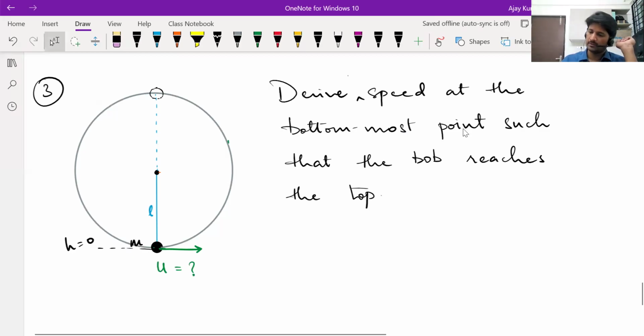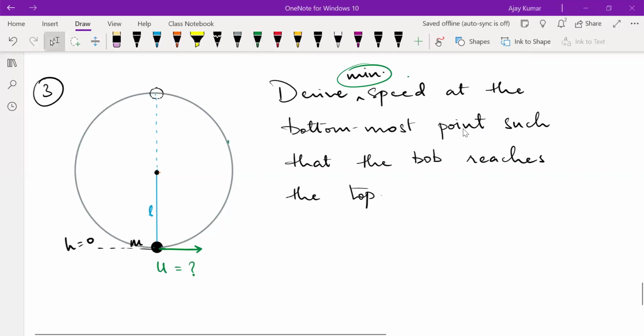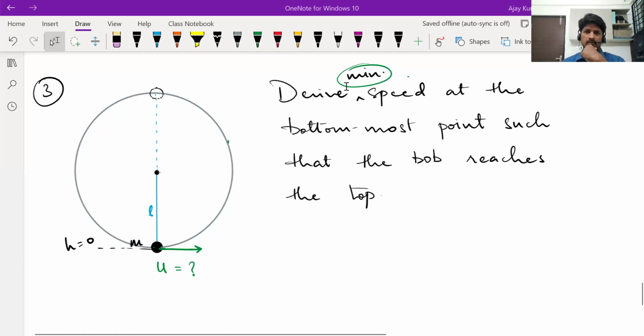Okay, derive the minimum speed at the bottommost point such that the bob reaches the top. Okay, I got the answer from one of you, that's fine. But Yusuf, can you tell how you are going to solve this? The bob should just be able to reach the top. So how will you write a condition for that?